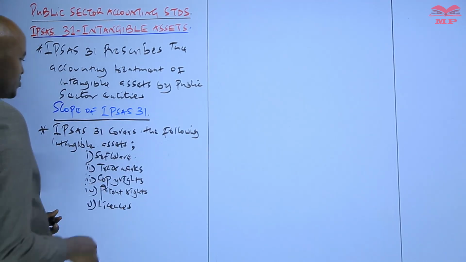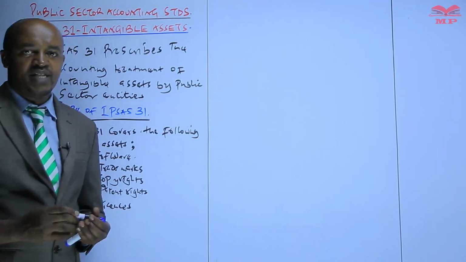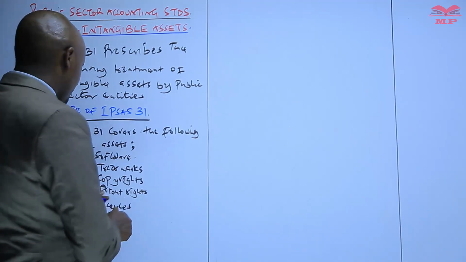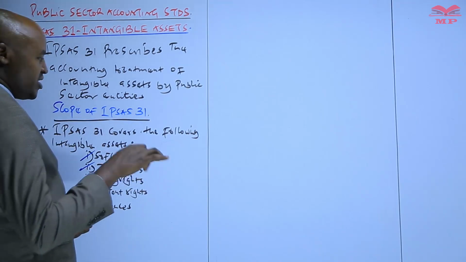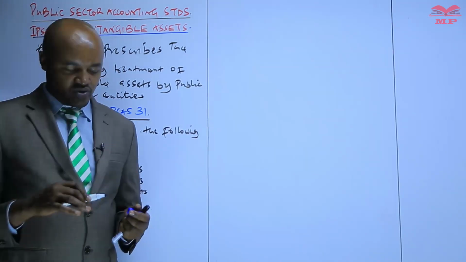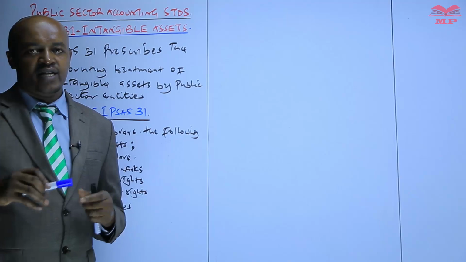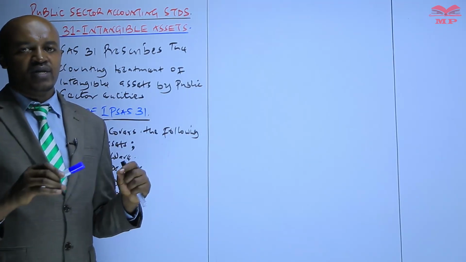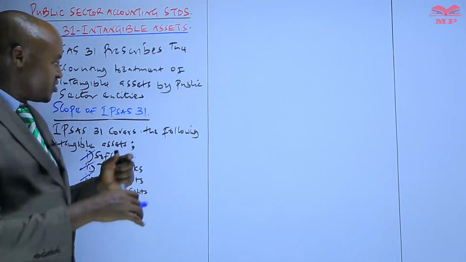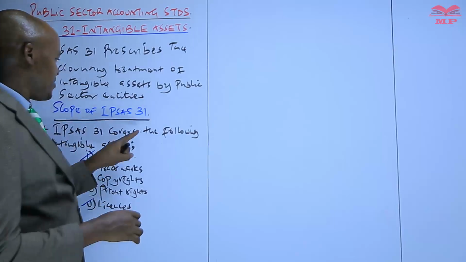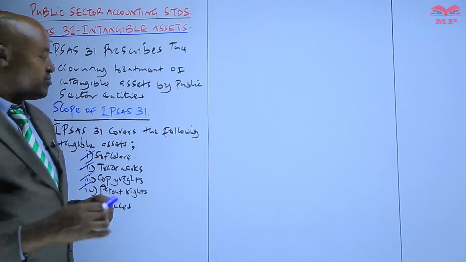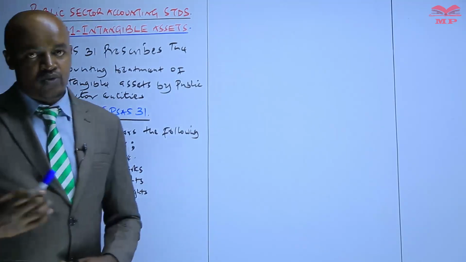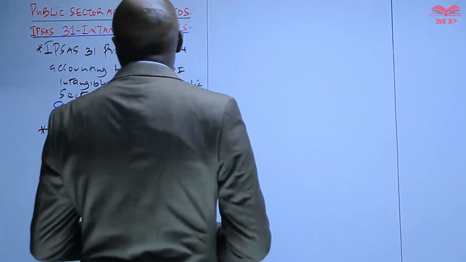and so on. So basically what that means is that if a public sector entity owns any of these intangible assets, then such intangible assets should be recognized, be measured, and also be presented in the financial statements in accordance with IPSAS 31. That's what we mean by the scope. These are the assets, that is intangible assets, to be recognized and measured in accordance with this particular standard.